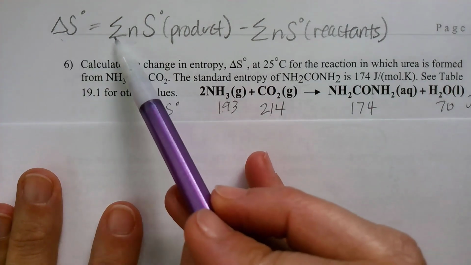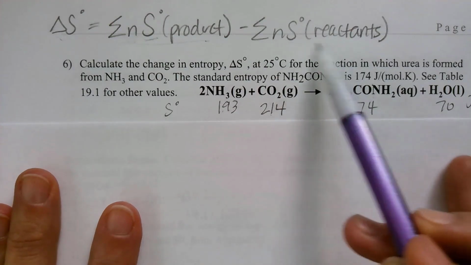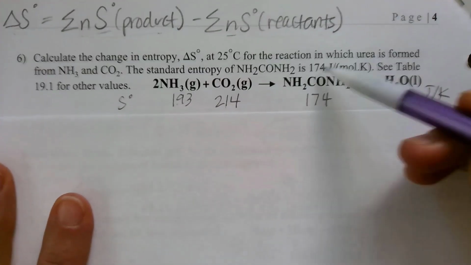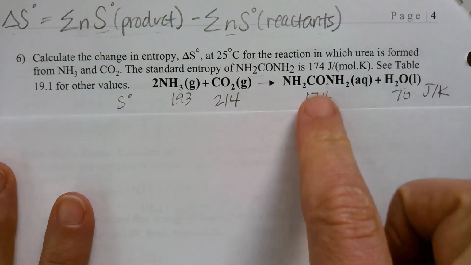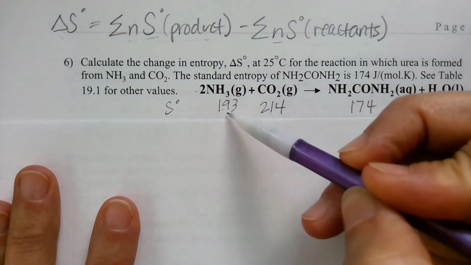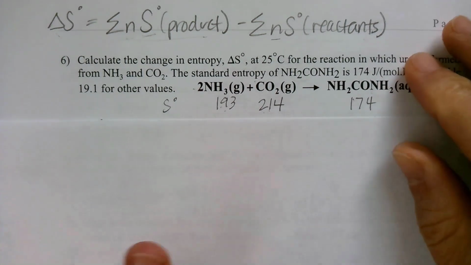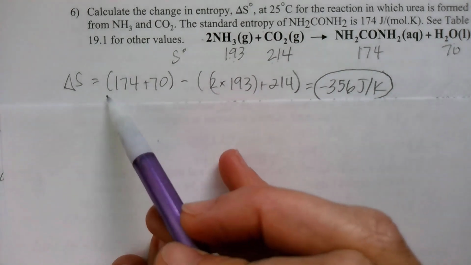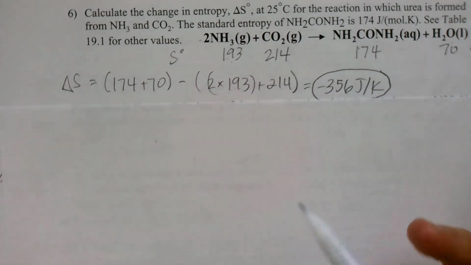So to find delta S, we're going to take the sum of our entropy products minus the sum of the reactants. And it is mole dependent. That n stands for our moles. So I have 1 mole of urea, 1 mole of water. So I need 1 times this plus 1 times that minus 2 times our ammonia value plus 1 times our carbon dioxide value. And that should give us negative 356 joules per Kelvin.